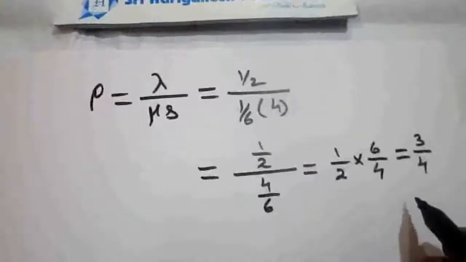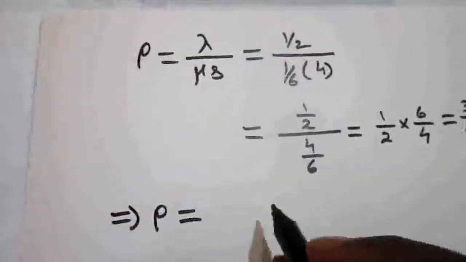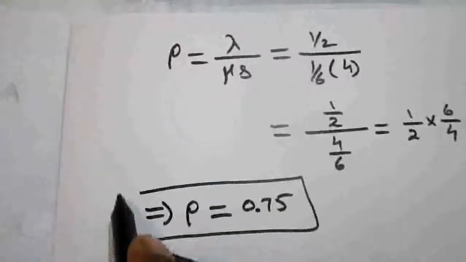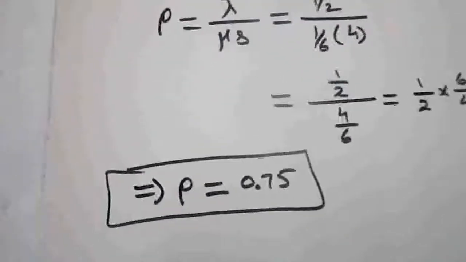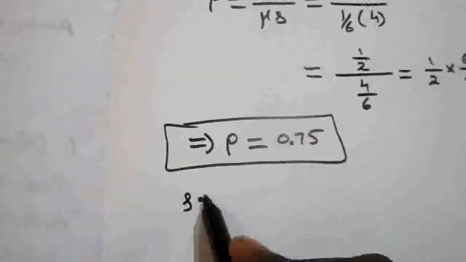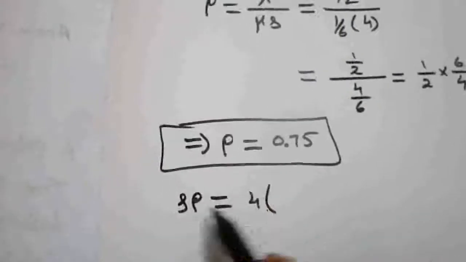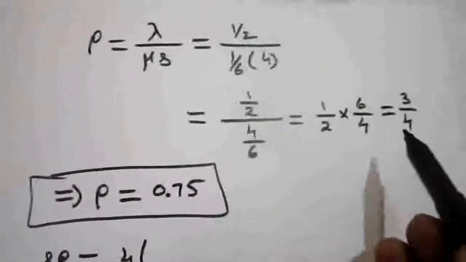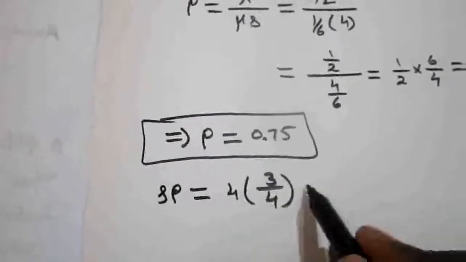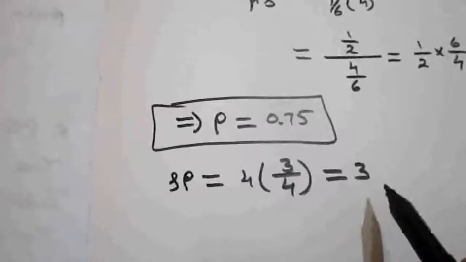So finally rho is equal to 3 by 4, which is 0.75. So this is rho. And now for convenience I am going to find s rho. The s value is 4, and the rho value is 0.75, or you can take 3 by 4. Cancelling 4, we get 3. So the s rho value is 3.